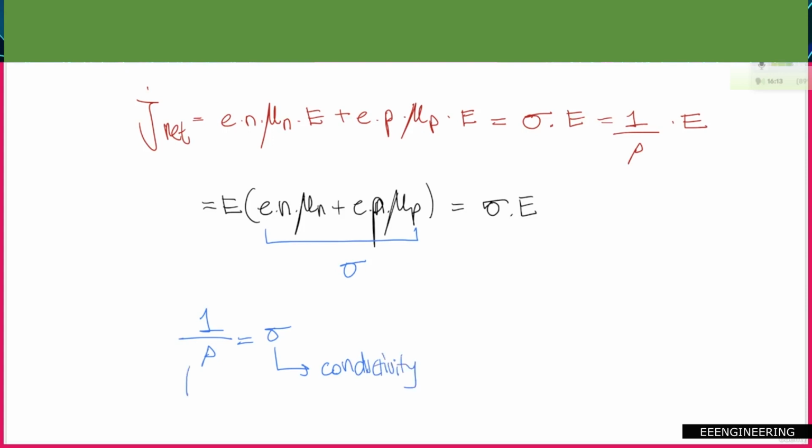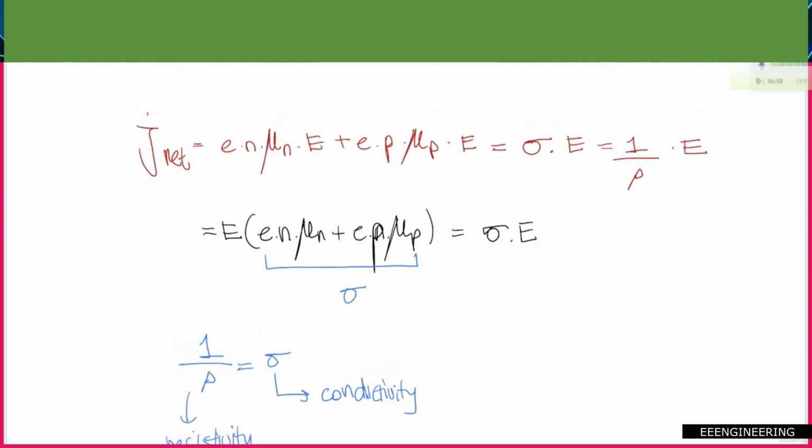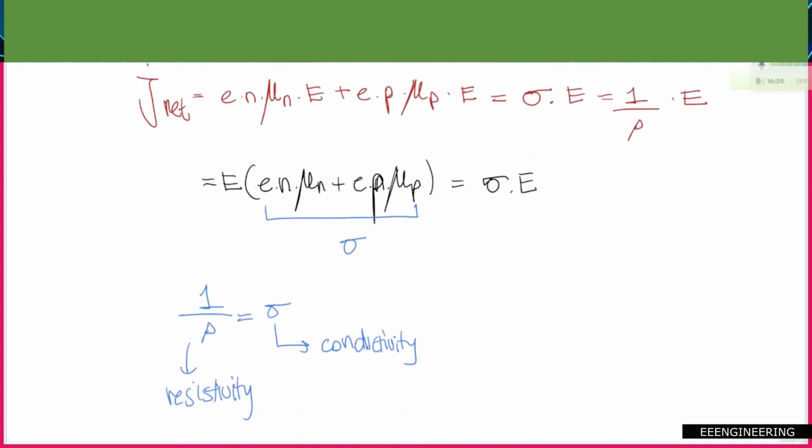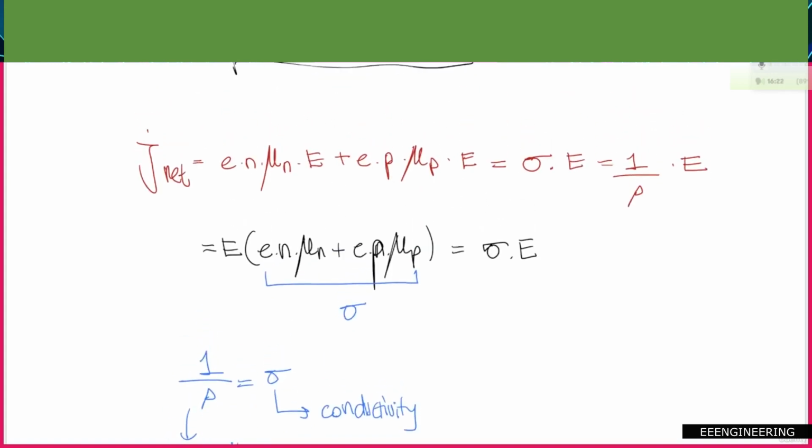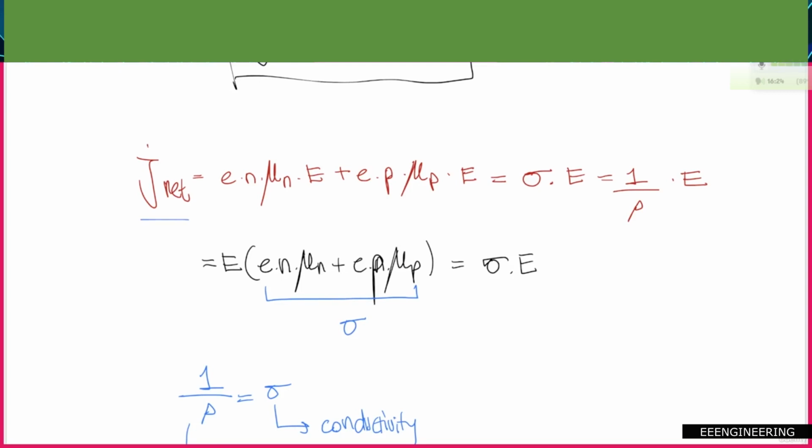And this P in here is resistivity. So these are really important because when you check out the equation, right now here we have an equation for sigma, that's fine. But in the end, here we have J net, right? Which is actually called the drift current density. So basically it is a current.